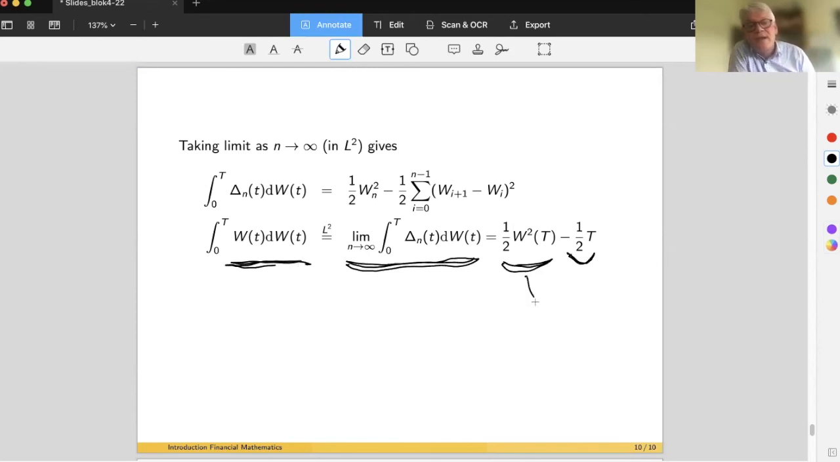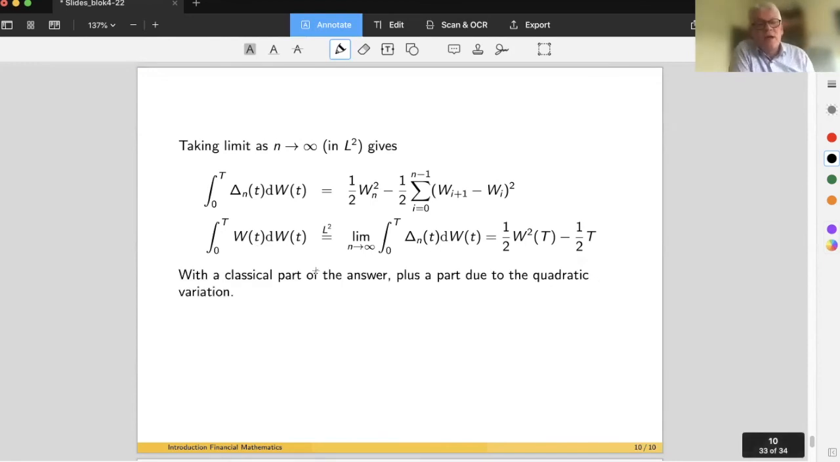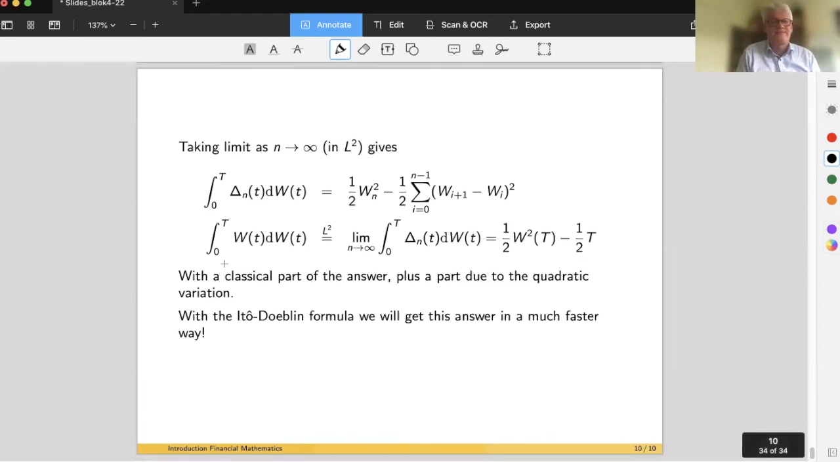So what we have here is the classical part, the part that we expected, 1/2 times the integrand squared. And what we have here is the extra term due to the quadratic variation. And we have a classical part of the answer plus a part which is due to the quadratic variation. So indeed, the Ito integral is really different and it gives a different outcome than a Riemann integral or Lebesgue integral in this case. Now with the Ito-Doeblin formula, we will get this answer in a much faster way.